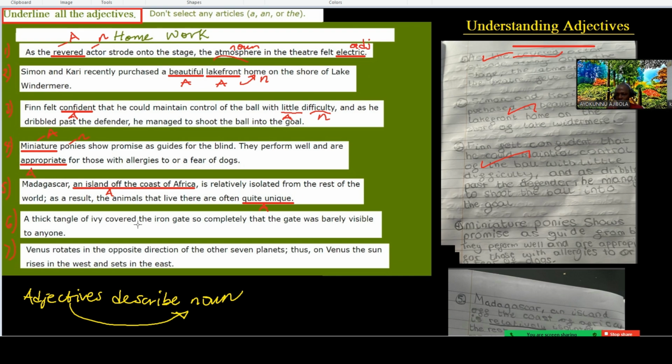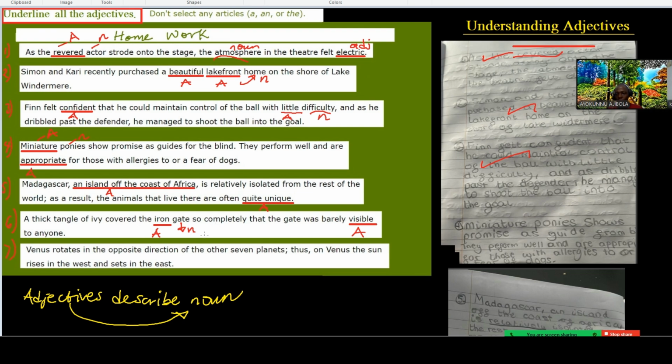A thick tangle of ivy covered the iron gate. If you look at iron gate, something covered the iron gate, a thick tangle of ivy. So iron gate, what kind of gate? Iron, okay? So this is the adjective, while this stands as a noun. Though iron in itself is a noun, because it's standing to describe the gate, which is also a noun, it becomes an adjective. Is that clear? So completely that the gate was barely visible to anyone. Visible gate, okay? So visible is an adjective.